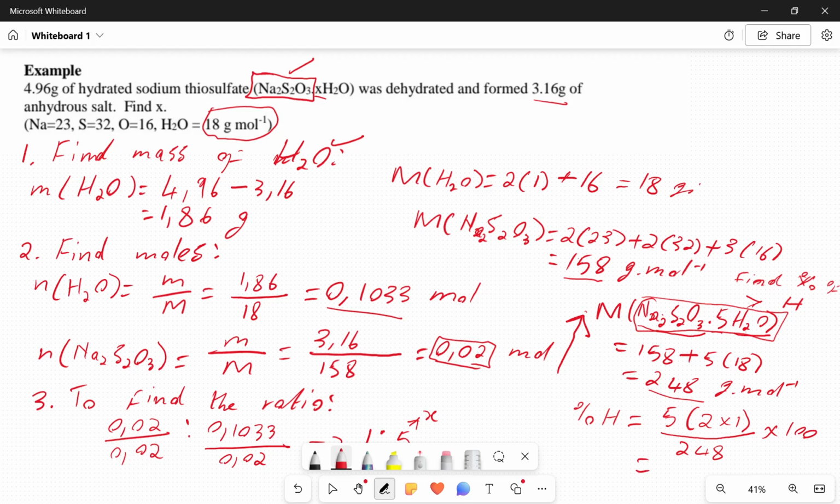Let's see what I'm going to get. So what I will have is 10 divided by 248, multiplied by 100. And the answer I'm going to get is 4,03%. Yes, that's how you solve this problem.